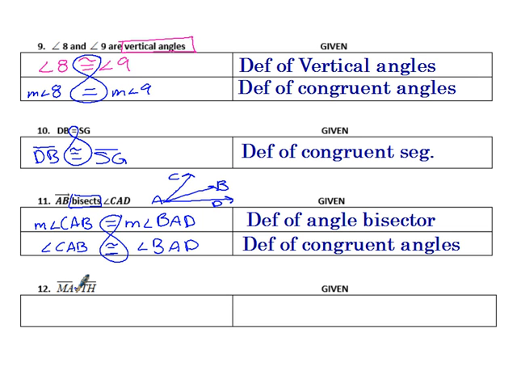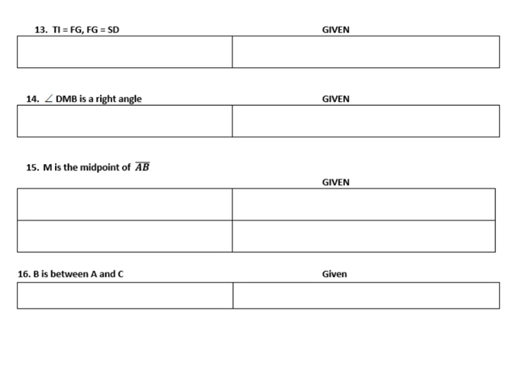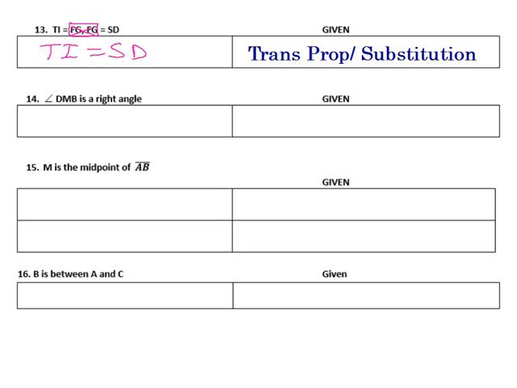Next one, I'm saying that the two segments are congruent to each other. So now, just like before, I can switch that over to equals and say that MA is equal to TH. And that's the definition of congruent segments. Couple more. TI is equal to FG and FG is equal to SD. If we notice here, we are repeating FG. That's our middleman. So what can we say? We can say that TI is equal to SD, and that's our transitive property or substitution.